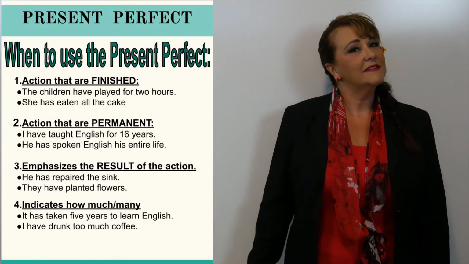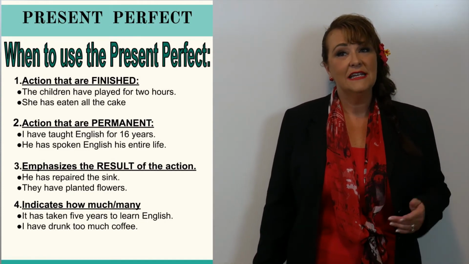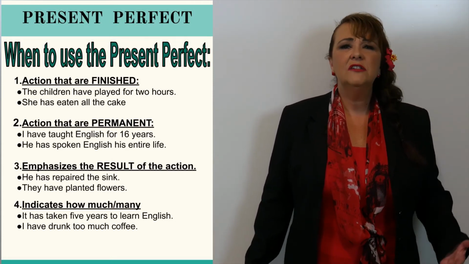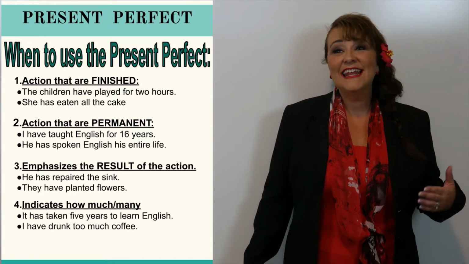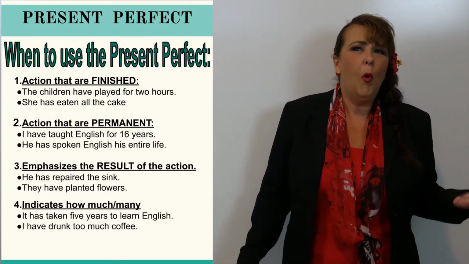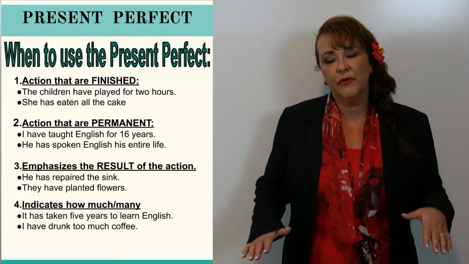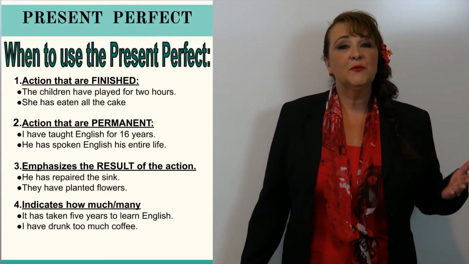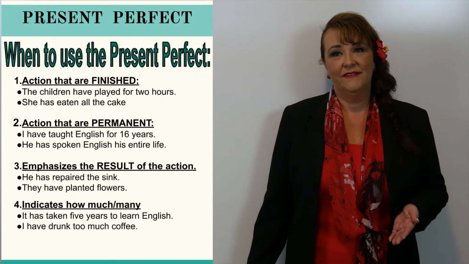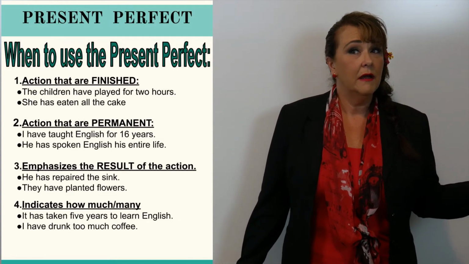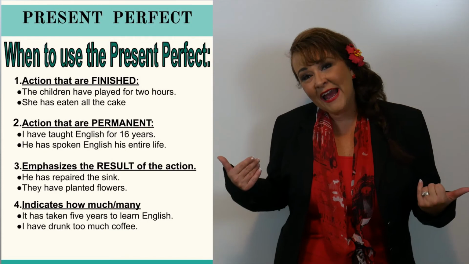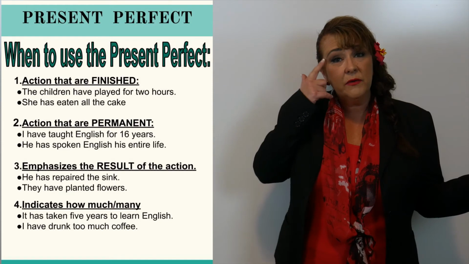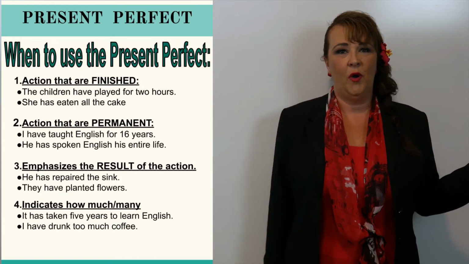The emphasis of the present perfect tense is the result of the action. It's used for recent events that have a result in or on the effect of the present moment. For example, he has repaired the sink. The unspoken result may be, and now I have water. He has repaired the sink. The unspoken result, and now I have water.